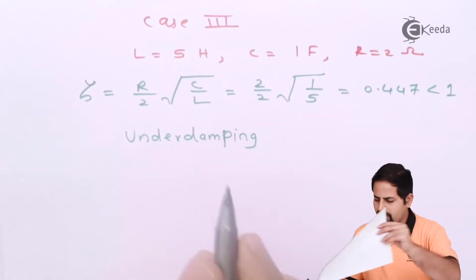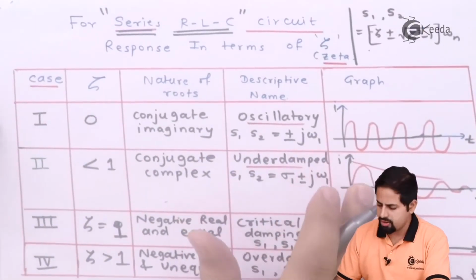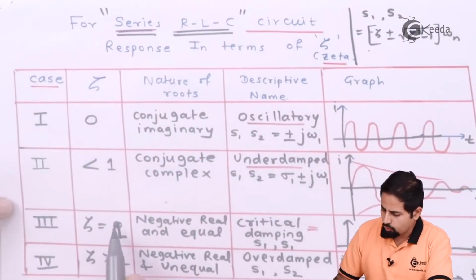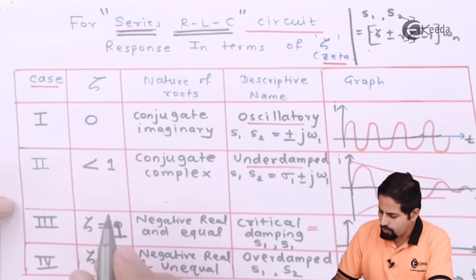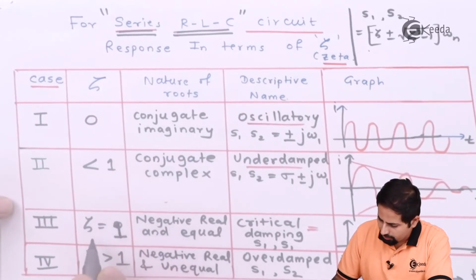For that you can refer to this chart. I have done one correction in this chart. Here zeta is equal to 1, which was initially written 0. So this is 1.